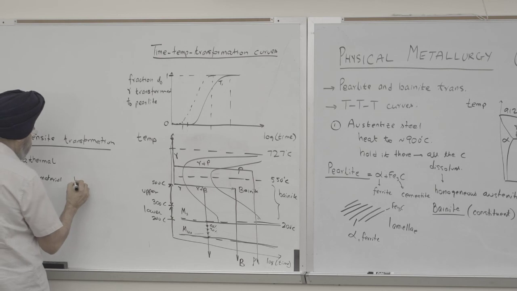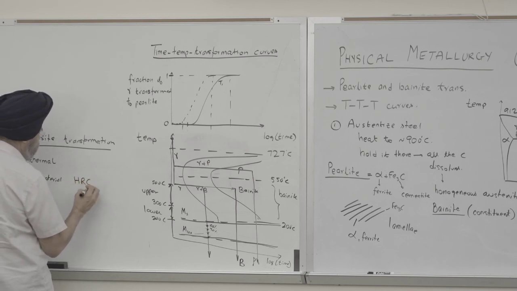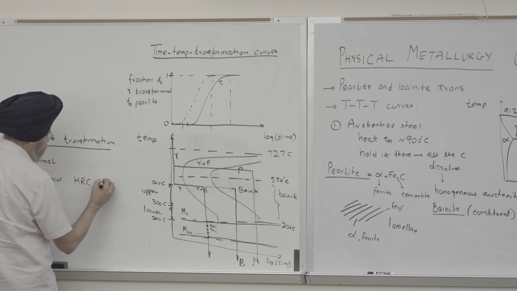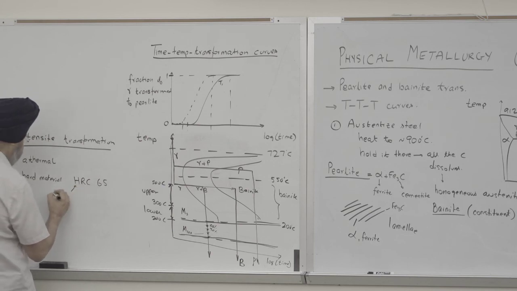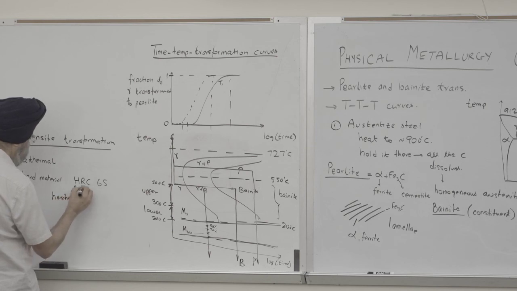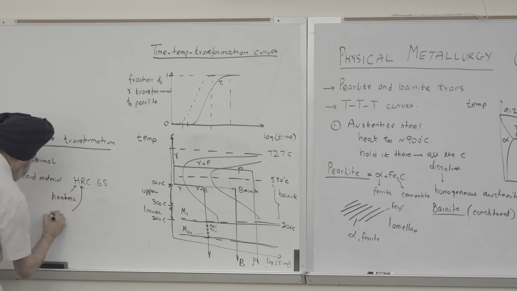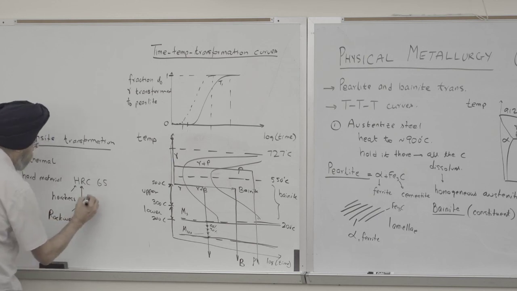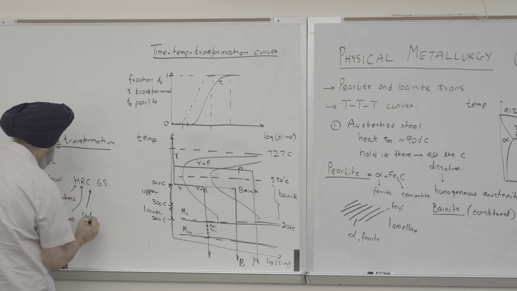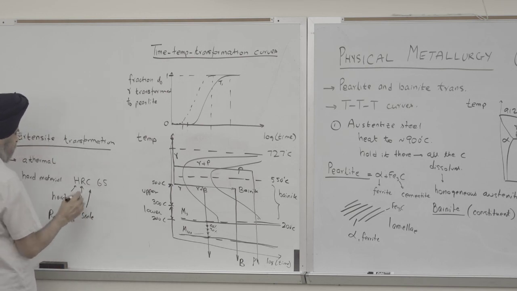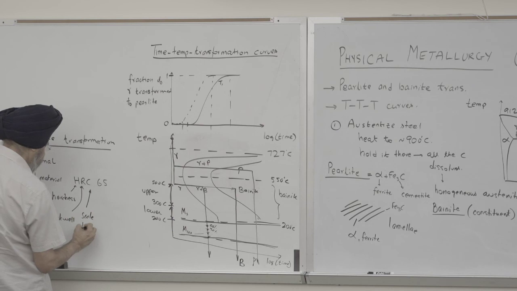Its hardness can be as high as HRC, about 65. So this is hardness. H is for hardness, R is for Rockwell, and C is the scale. So we use a diamond indenter.